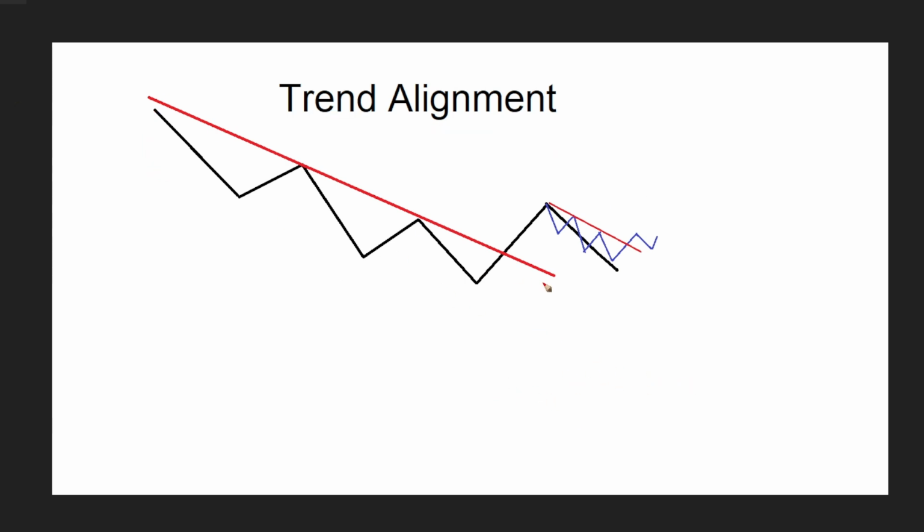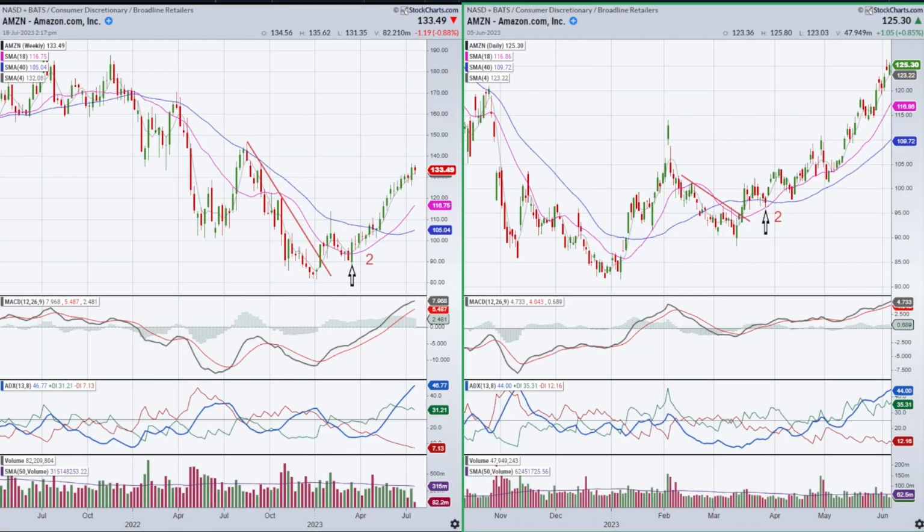I always start with price. I'm looking for this sequence to take place in price. So if we go and look at what took place in Amazon at the low at the beginning of 2023, we have our trend line break on the weekly chart. I've got a weekly chart on the left and then a daily chart on the right. So we have our trend line break.